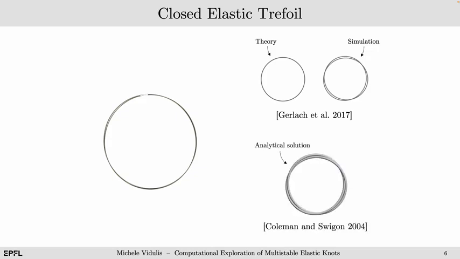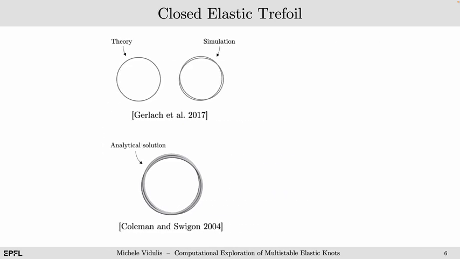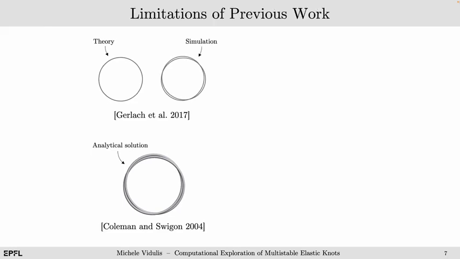Coleman and Swigon compute the analytical solutions of the equilibrium of an elastic trefoil with self-contacts. However, the method used in these works cannot easily be generalized to other knots. Gerlach's proof relies on bounds for the total curvature of a knot that are specific for the trefoil, while Coleman and Swigon's computations require knowing the location of self-contact points along the curve. Our work focuses on relaxing these requirements, and thus extending the study of equilibrium configurations beyond simple knots, and without any assumption on the contact set.